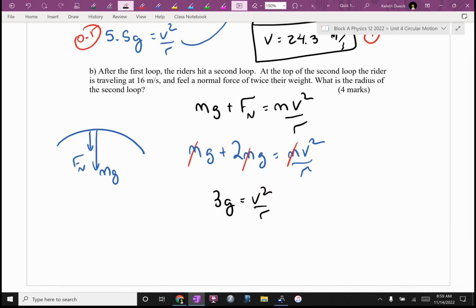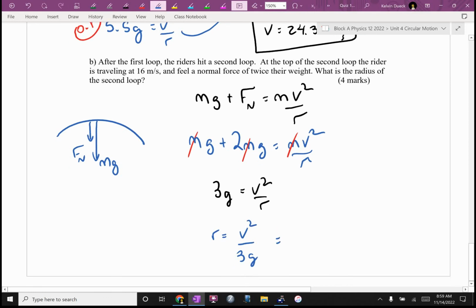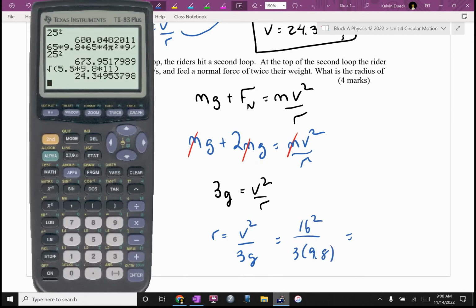On the bottom. Ugh. But I said, wait a minute, this is technically 1 fraction equals 1 fraction. Stuff moves diagonally. I didn't bother writing the 1, I just imagined it there. So the r can move to the top on the left, and the 3g will move to the bottom on the right. I think we're going to get r equals v squared over 3g, which is going to be 16 squared over 3 times 9.8.